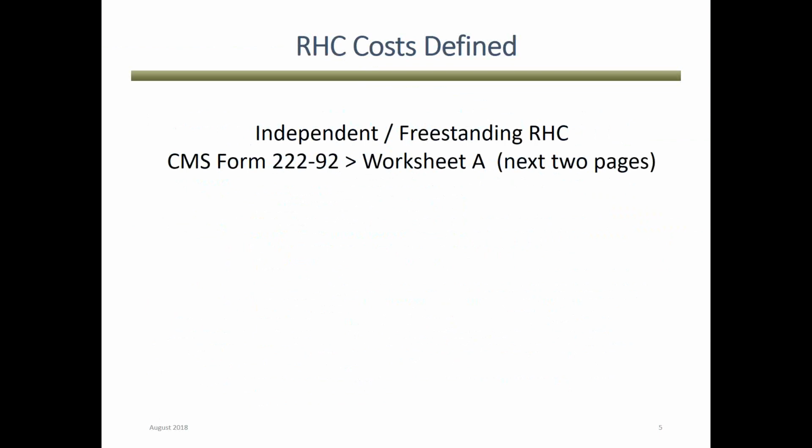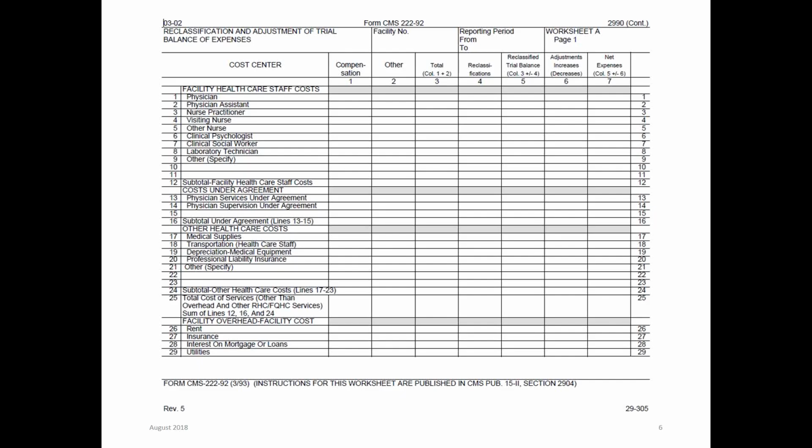So I have a couple of forms here just to show you. The first is the independent or freestanding RHC. It's CMS form 22292, and it is Worksheet A, which is essentially the cost report trial balance. So we'll take a quick look at that. And here it is on your screen. Don't get swayed by all the columns and lines. It's fairly straightforward. We're going to read from the left of the screen, the left of the form.